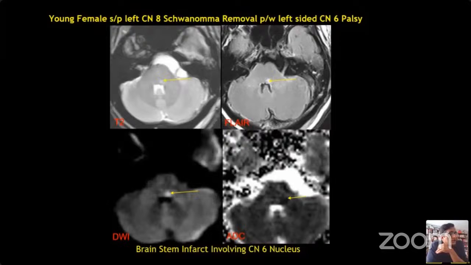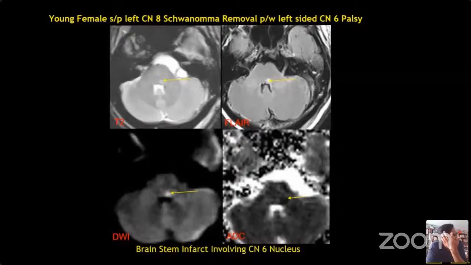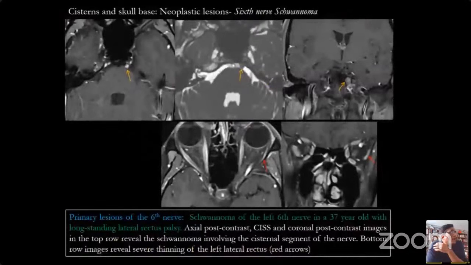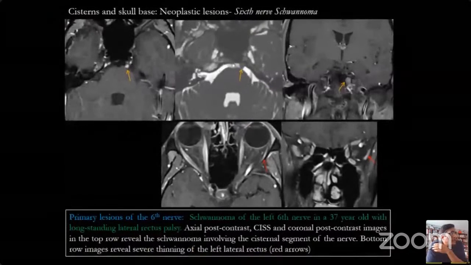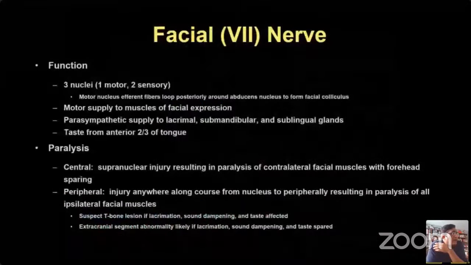And this is exactly what is going on here: there is an area of restricted diffusion with diminished diffusion coefficient, hyperintense FLAIR signal, and hyperintense T2 signal, which corresponds to the location of the nucleus of the sixth cranial nerve. So this is a brainstem infarct, which involves the cranial nerve 6 nucleus. And this is a young female who had surgery for an 8th cranial nerve schwannoma. Then she had 6th nerve palsy. Again, looking at this intensely enhancing mass lesion, which is the schwannoma of the cisternal segment of the 6th cranial nerve.